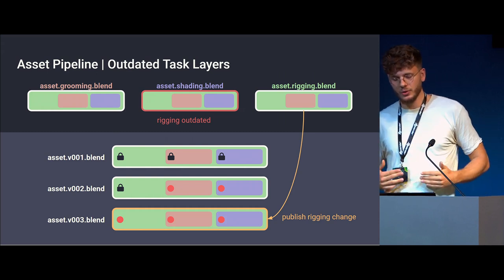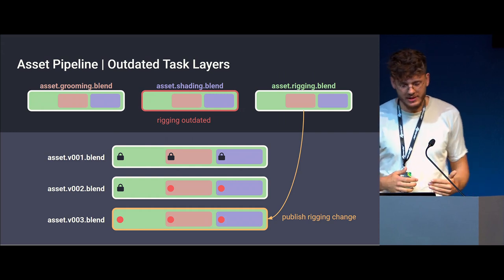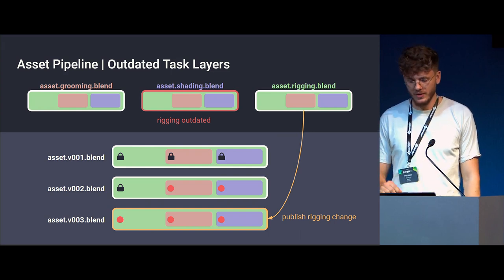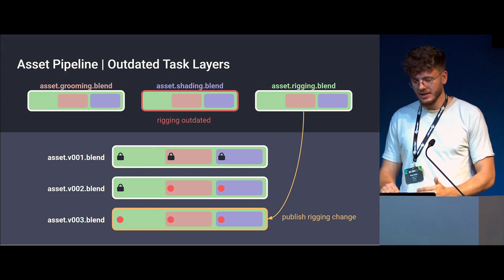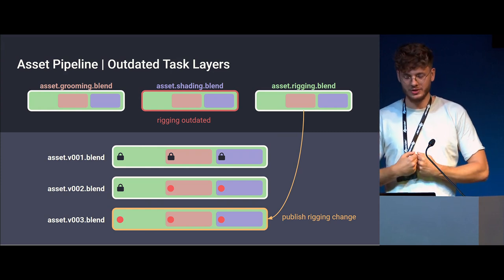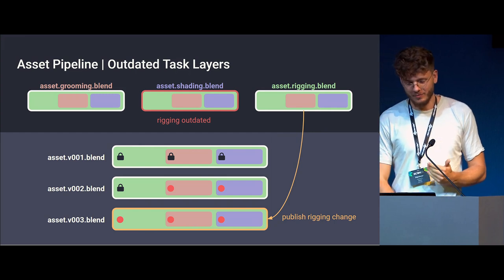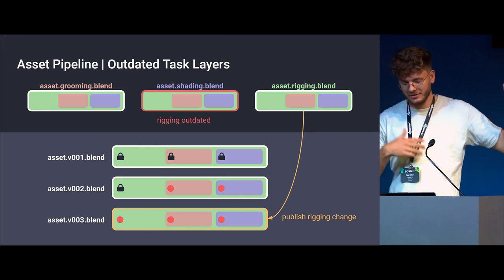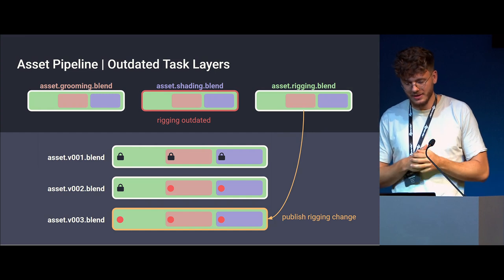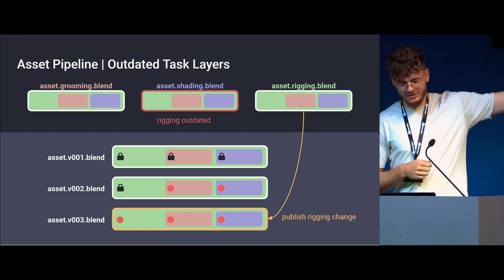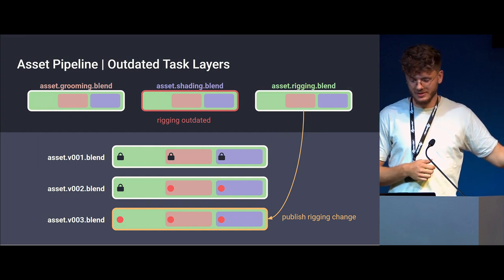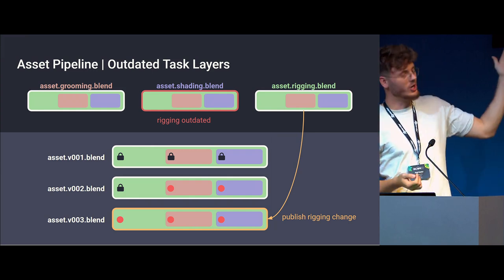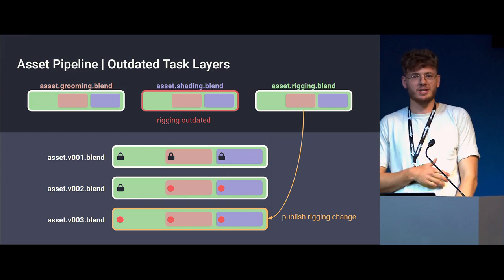A task file can also push multiple task layers at the same time. However, it makes sense to create one task for each task layer so artists can work in parallel as much as possible. And one important aspect in this scenario is that artists need to keep the other task layers on which they are not working up to date. Because the shading task, for instance, is responsible for material assignments, shaders, UVs, and other things. But whenever the rigging task publishes new rigging changes, the shading task should make sure to get these changes as well. Otherwise, it might miss an object or shade an object that does not even exist anymore.